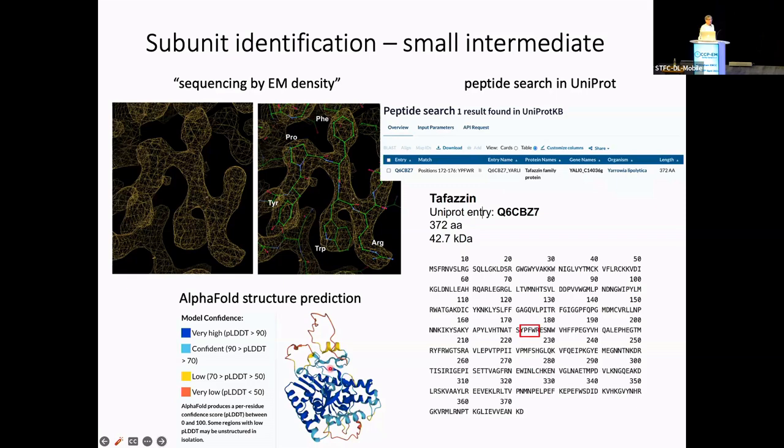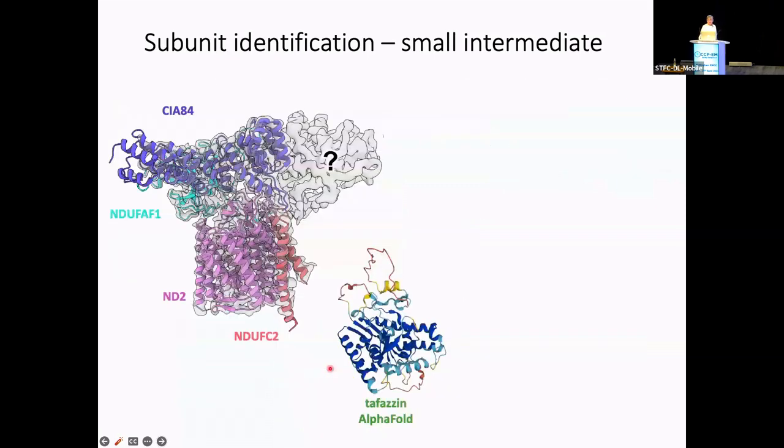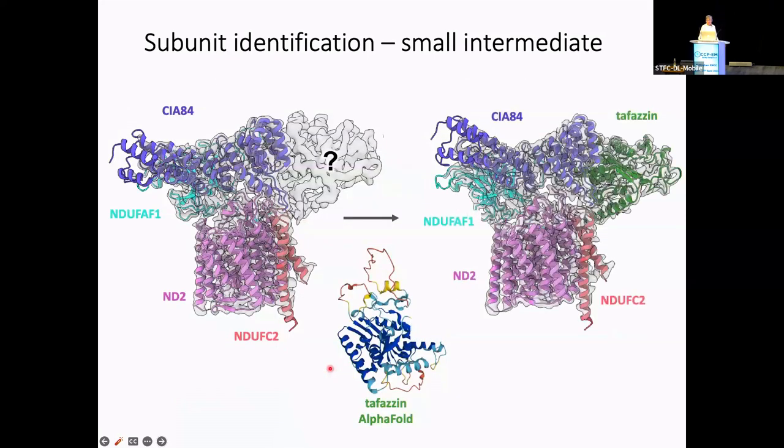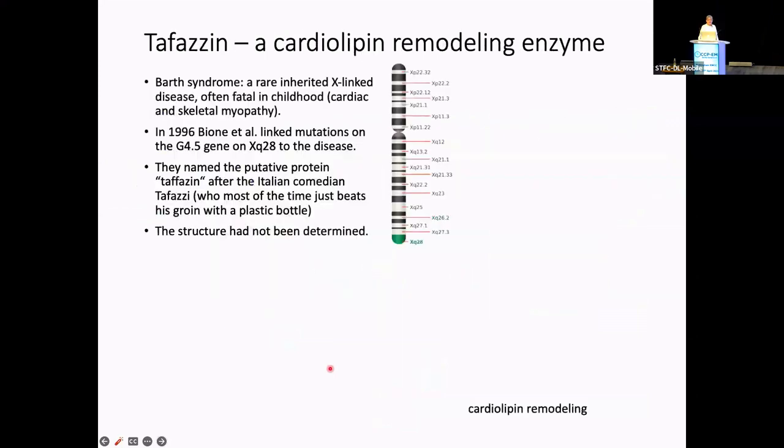which also came, of course, with an AlphaFold prediction, which we tried to fit. This worked, so we could model this protein and it turned out to be tafazzin. So what is tafazzin? It's actually a protein that you would not expect here. It's involved in the remodeling of cardiolipin, which is a signature lipid of mitochondria.